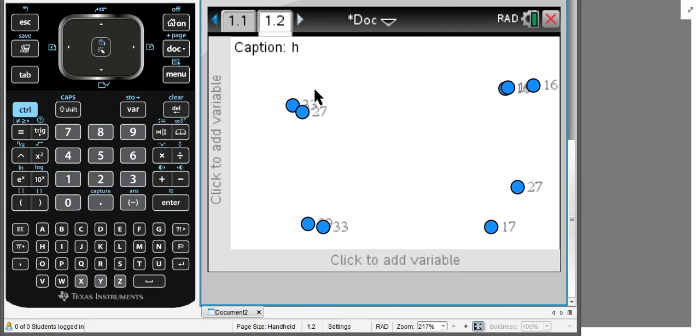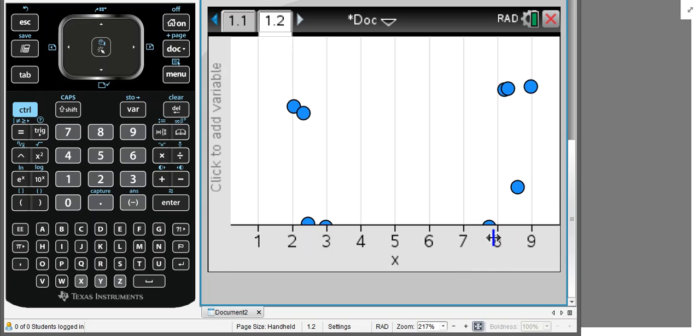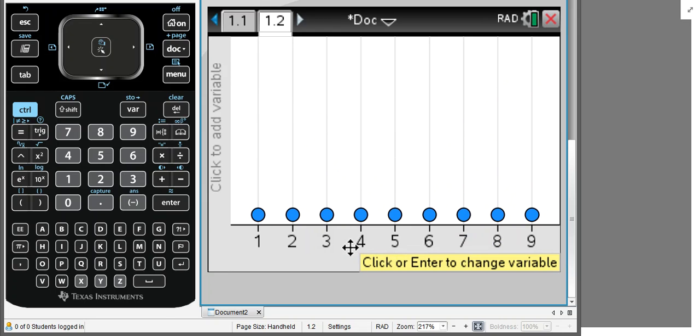All of the data points that we just typed in our lists have now shown up here, but there is no order to them. So if we move our cursor to the bottom of the screen and click along this empty space here, we can indicate that we want X, the decades, along the X-axis.